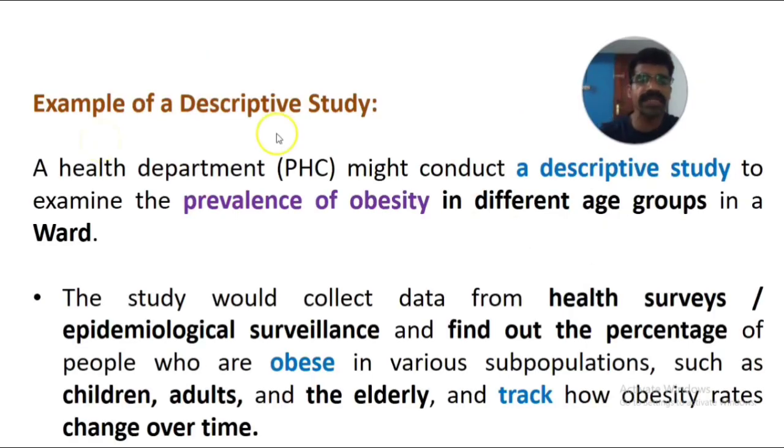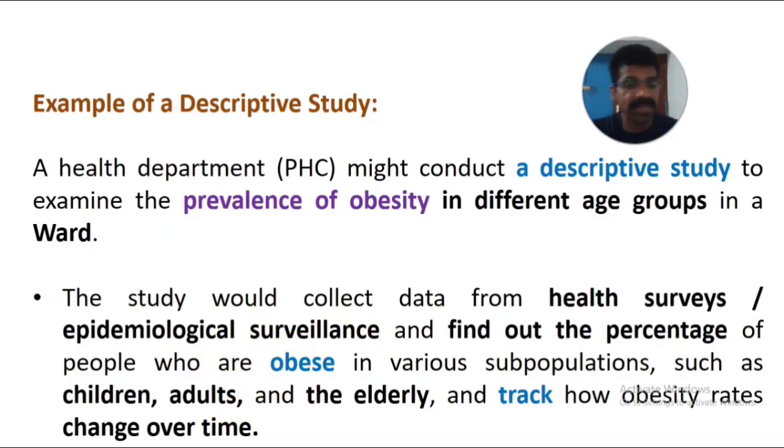An example of a descriptive study: a health department, for example a PHC or CHC, might conduct a descriptive study, an epidemiological survey, to examine the prevalence of obesity in different age groups in a ward. It could be the 5th ward, 6th ward, 8th ward, any ward belonging to a particular panchayat or PHC. The study would collect data from that population through health surveys and epidemiological surveillance.